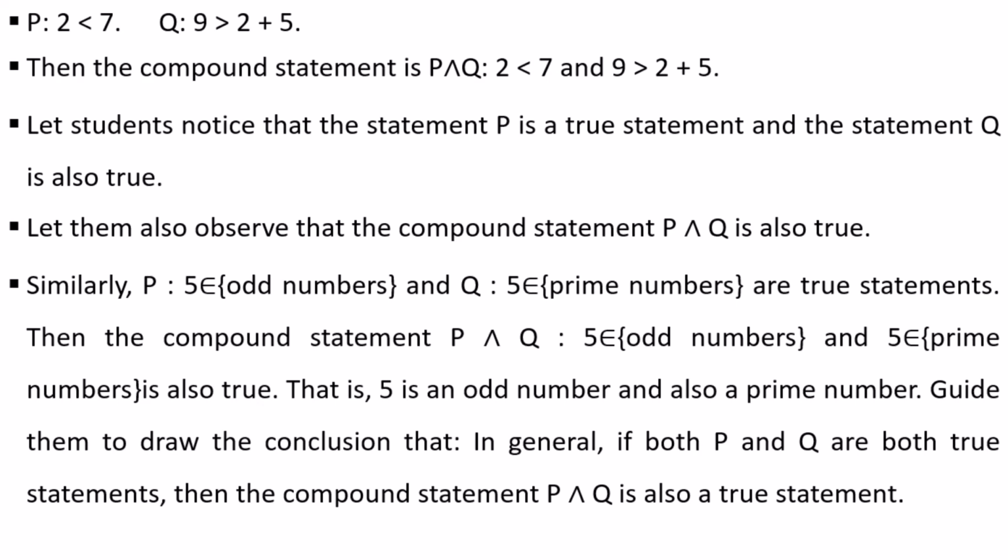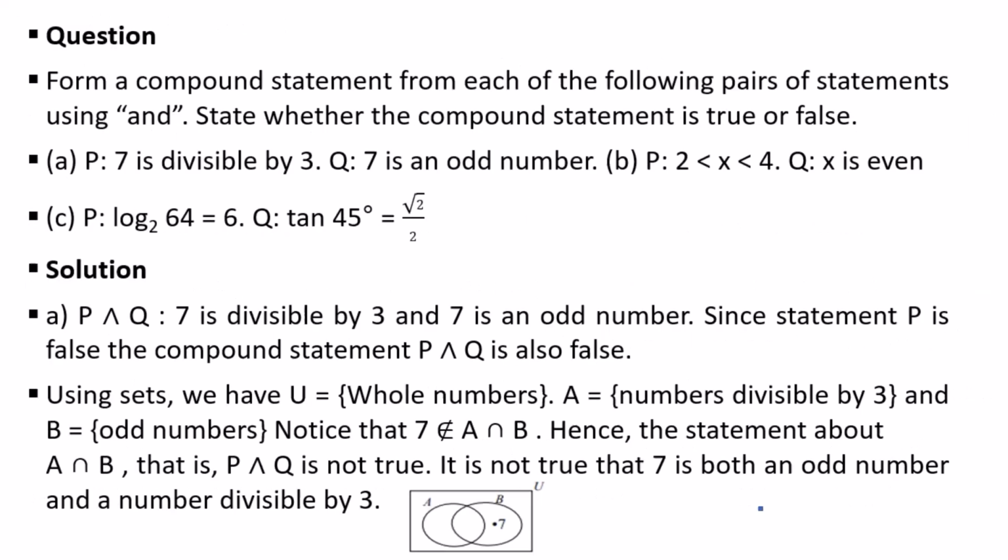Similarly, P: 5 belongs to odd numbers. Q: 5 belongs to prime numbers. These statements are both true. So the compound statement becomes 5 belongs to odd numbers and 5 belongs to prime numbers. That is, 5 is an odd number and also a prime number. So you can guide your students to draw a conclusion that, in general, if P and Q are both true statements, then the compound statement is also a true statement.